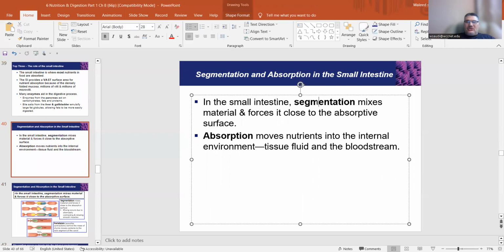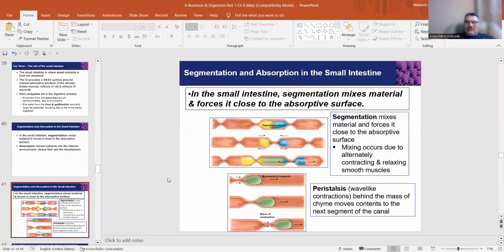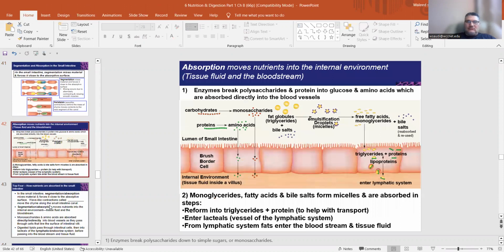The other movement that I talked about is back and forth movement. That's called segmentation, to make more contact between the food and the wall of the intestine to improve absorption. Look at this. You go forward, backward, forward, backward. Segmentation is for mixing to improve absorption, while peristalsis is one-way movement down the canal from the mouth toward the anus.